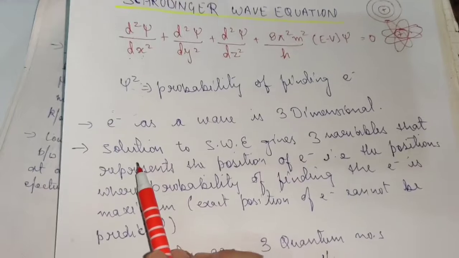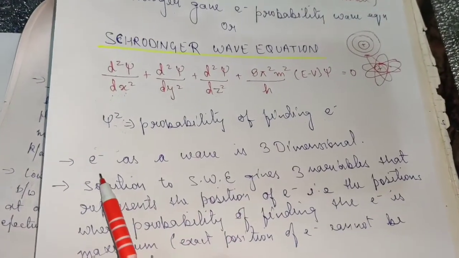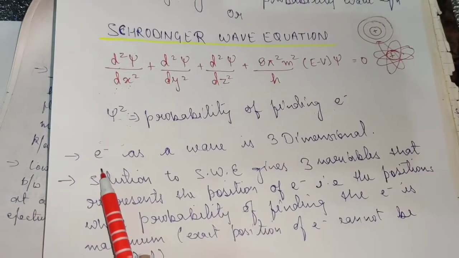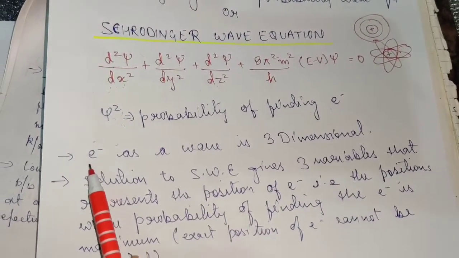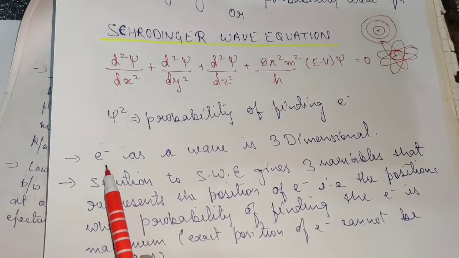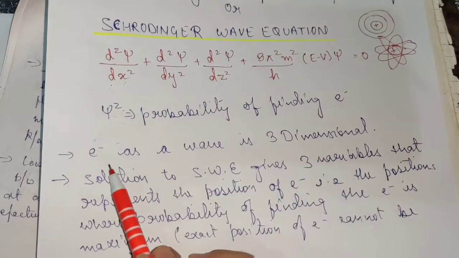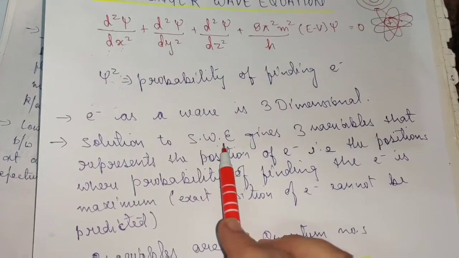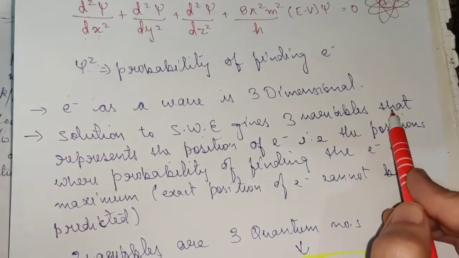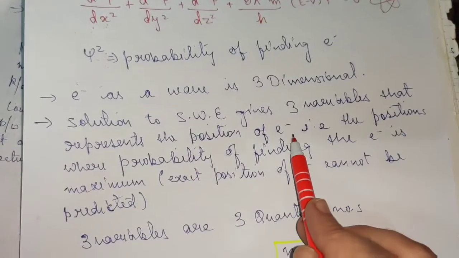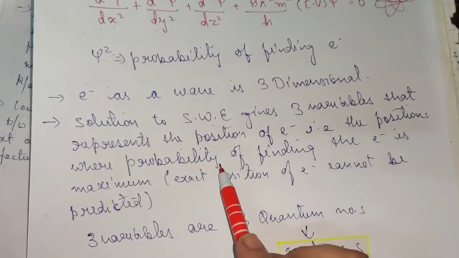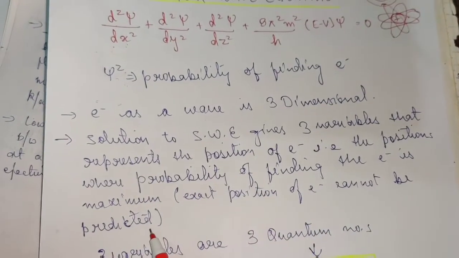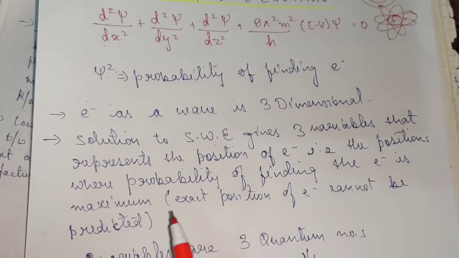Now, what are the other points of this equation? Electron as a wave is three-dimensional. As I told you, according to de Broglie's hypothesis, electron is a wave also, and it is a particle also. As a wave, it is three-dimensional, as you can see here. And the solution of Schrödinger wave equation gives three variables that represent the position of electron, that is the position where the probability of finding the electron is maximum. The exact position of electron cannot be predicted. That is why I am using the term probability here.